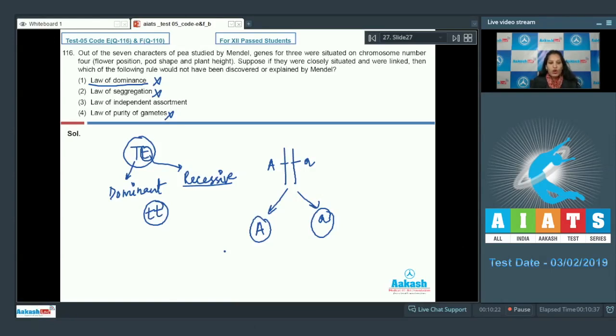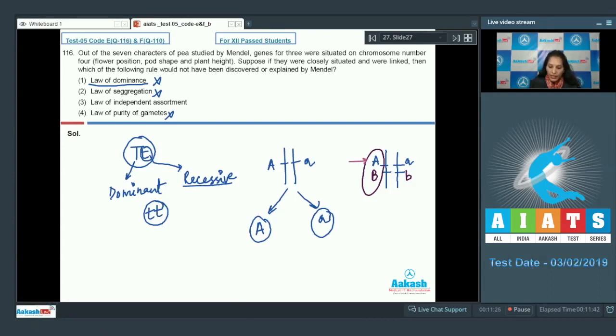Now the remaining option is law of independent assortment. What does this law say? Law of independent assortment says that when there are 2 genes, suppose capital A and small a are the 2 alleles of a particular gene, and capital B and small b are the 2 alleles of a different gene, these 2 genes can independently segregate from each other. This was the law of independent assortment.